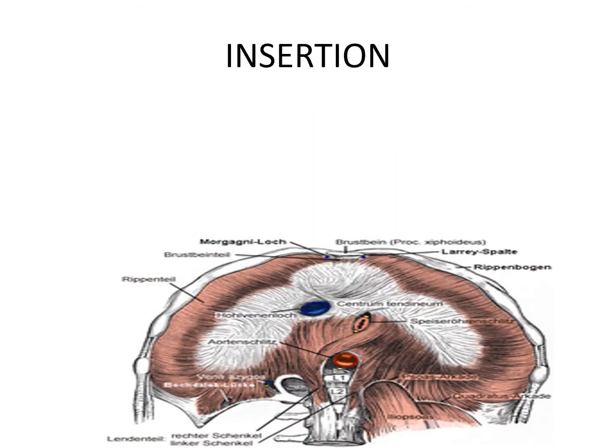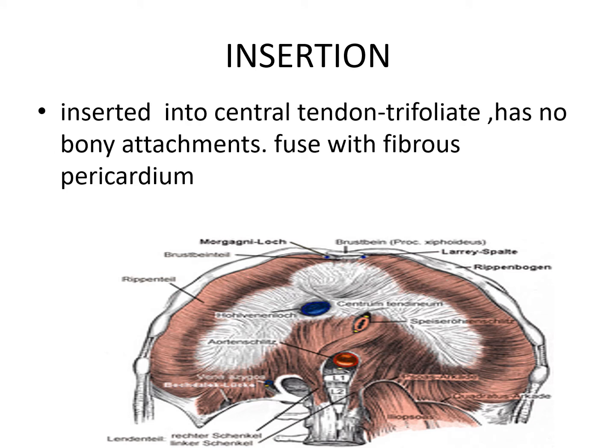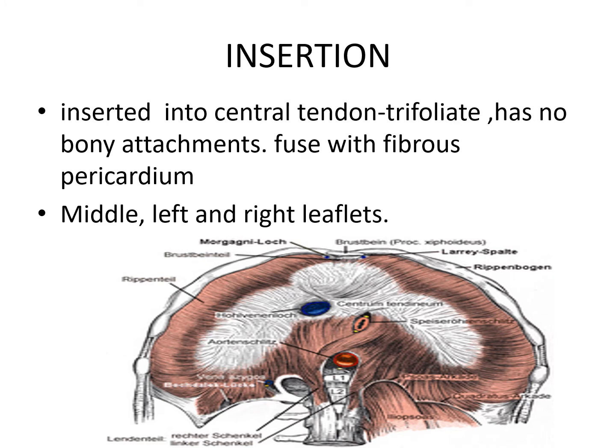Now the insertion. It is inserted into the central tendon which is trifoliate and has no bony attachment. And it is fused with the fibrous pericardium. It has a middle part and right and left leaflets which are tongue shaped. The right leaflet is short and the left is thin and long.